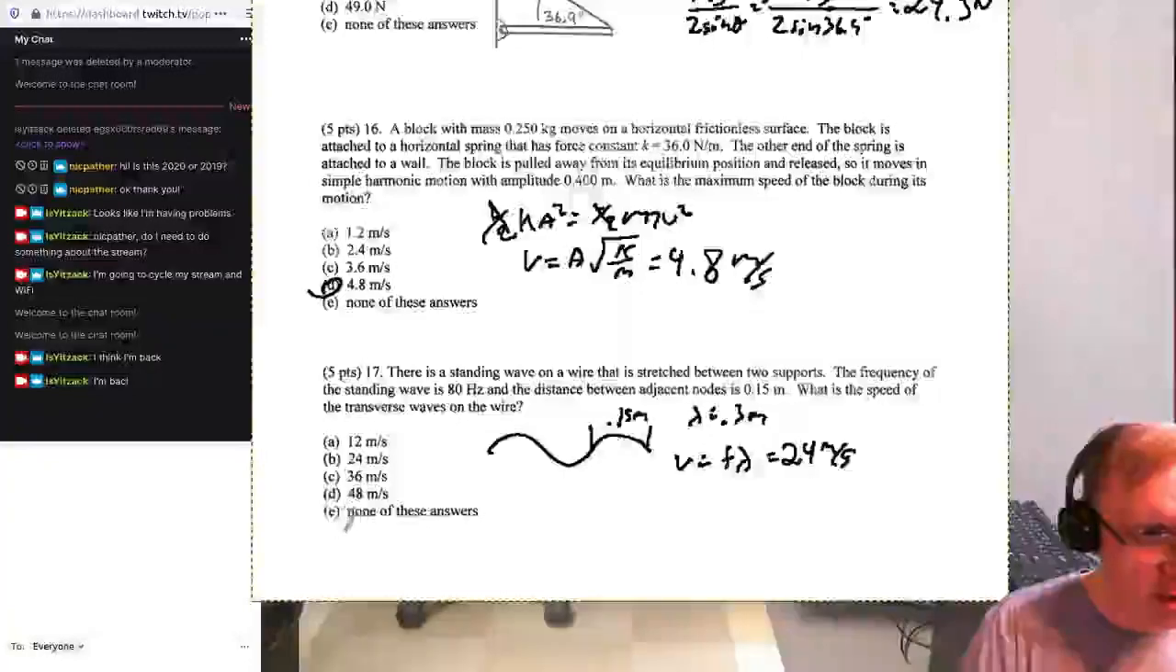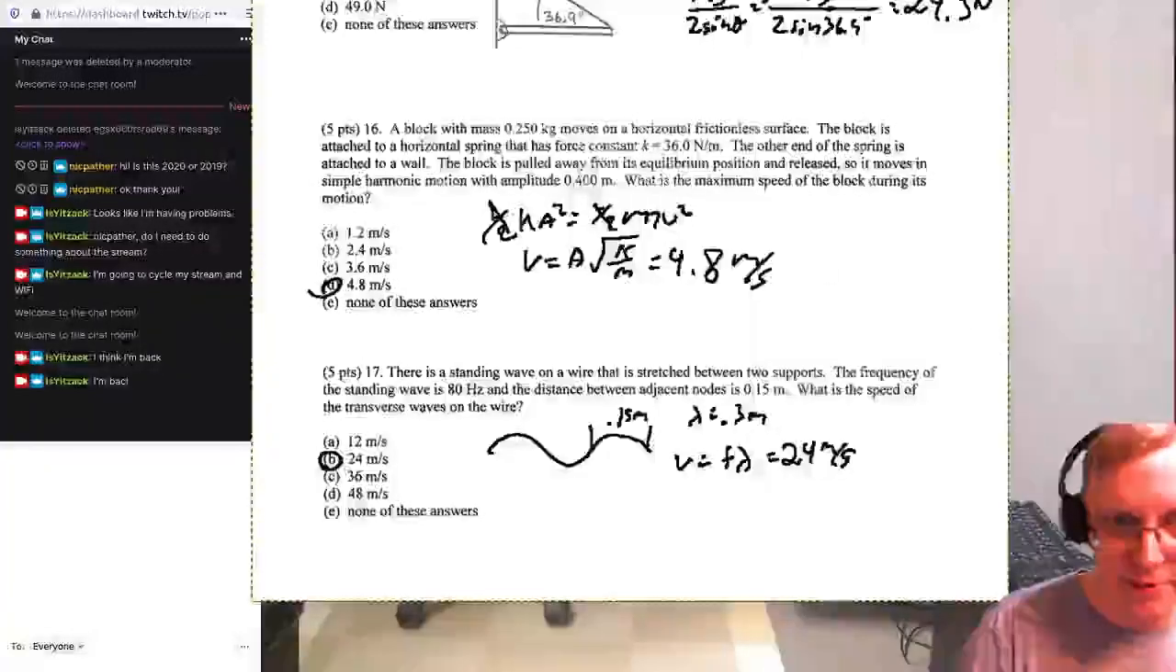Yeah, it's pretty slow for a sound wave. It's probably not too bad for a mechanical wave of some kind or another.